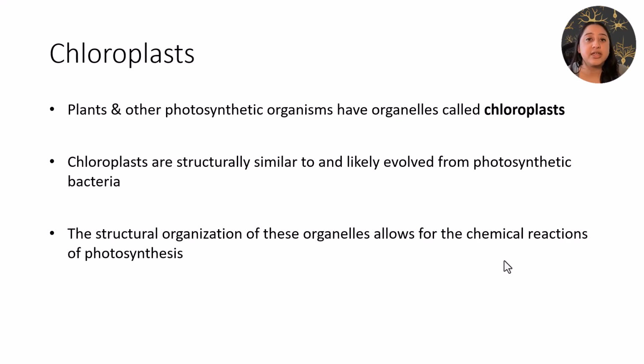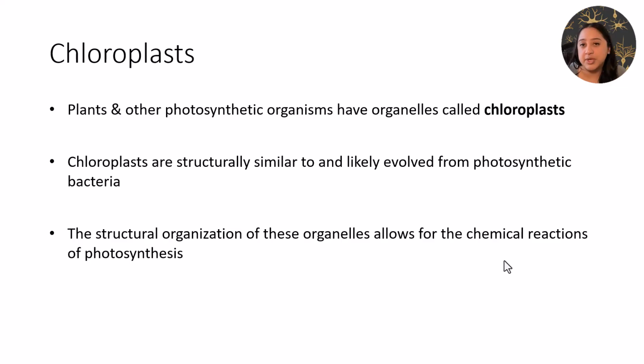So, plants and other photosynthetic organisms have organelles called chloroplasts. Chloroplasts are organelles, and they are structurally similar to and likely evolved from photosynthetic bacteria.